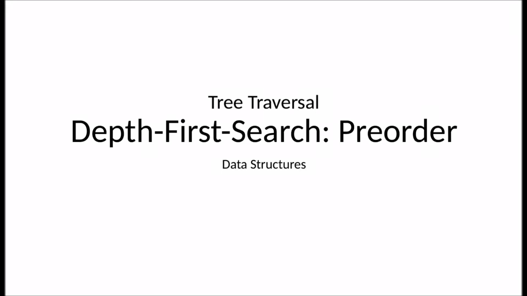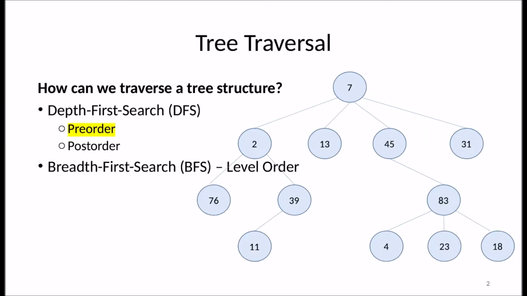Hi guys, in this video I'll go over the pre-order depth-first search tree traversal algorithm. There are two main traversal algorithms, depth-first search and breadth-first search. Depth-first search goes into the depth first. That means starting at the root node, it takes the first path all the way to the first leaf node, then backs up, takes the path to the next leaf node, and so on.